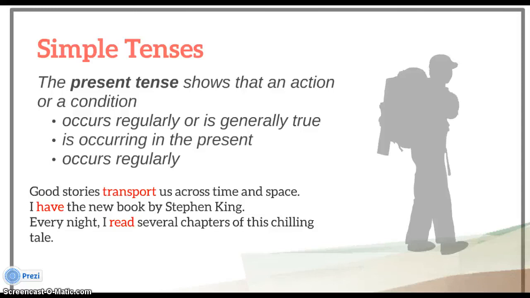Good stories transport us across time and space. This tells us that it regularly or is generally true that good stories do this. Present tense also can show us that an action or condition is occurring in the present, such as, I have the new book by Stephen King.